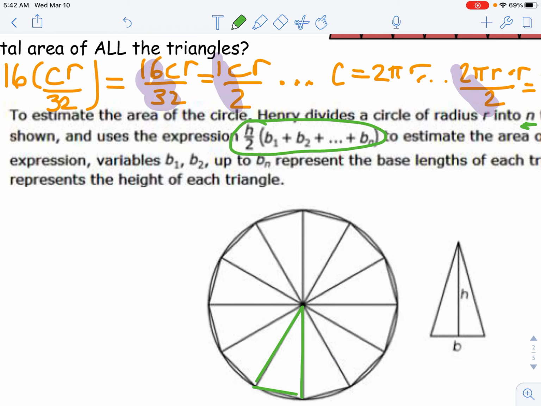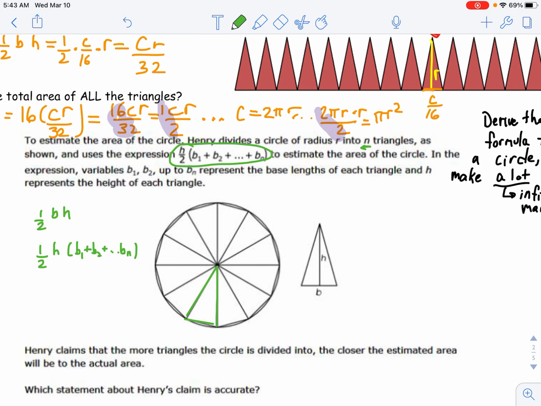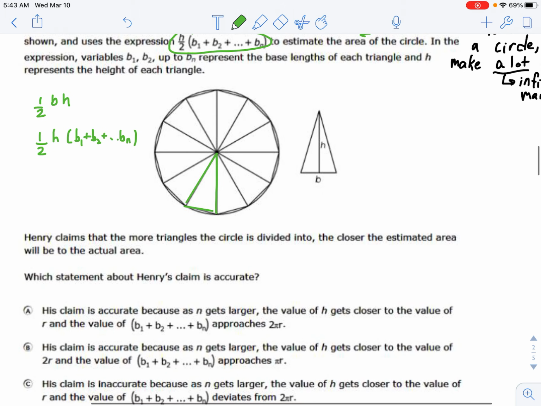Really what he's saying is this is a similar thing to what we were doing above. We have 1/2 base times height. He says the height is the same as the radius, and then there are just a lot of triangles. Above it was all the way up to 16. We're going to say base sub n because it's just some number. He does this to represent the bases of each triangle and h to represent the height of each triangle. Henry claims that the more triangles the circle is divided into, the closer the estimation is to the actual area. Which statement about Henry's claim is accurate?